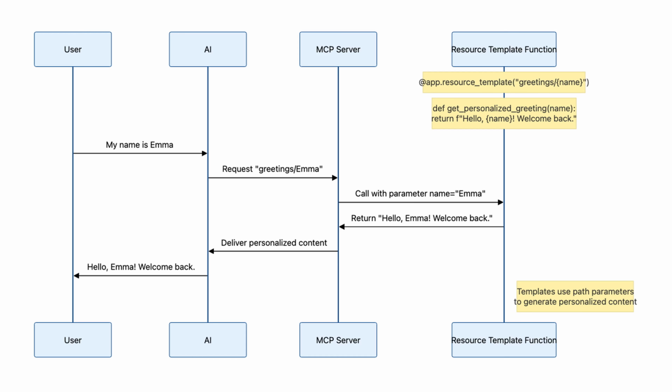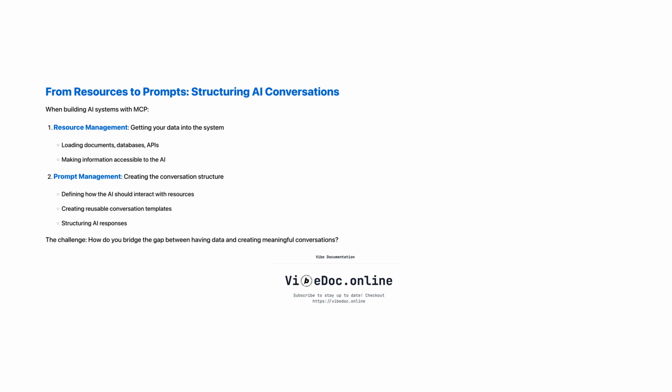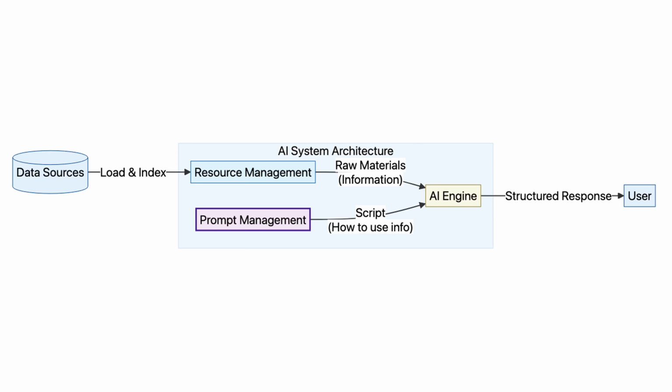Super powerful for personalization. So we've been talking about resource management in MCP, which is super helpful for getting my data into the system. But I'm wondering, once I have all these resources loaded, how do I actually structure the conversations with the AI? Like, how do I tell it exactly what I want it to do with my data? That's exactly where prompt management comes in. Think of it this way. Resource management is about giving your AI system access to information, but prompt management is like writing the script for how the conversation should flow.